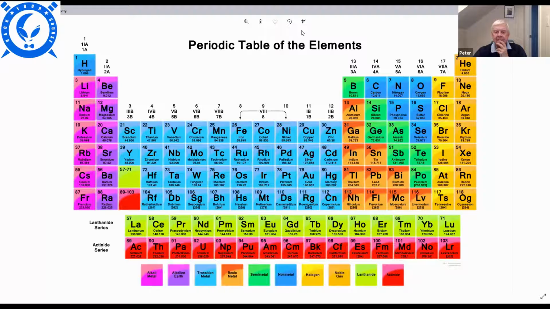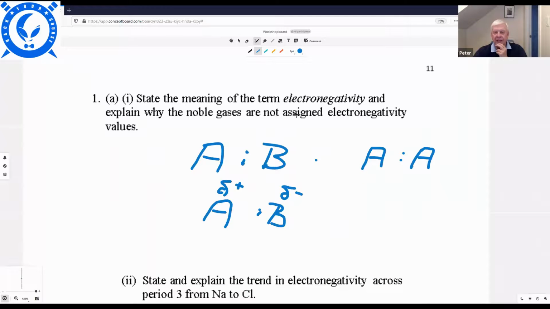All right, back to this question. So the key point about electronegativity is the attraction of electrons by an atom in a bond or in a molecule. It's not the naked atom attracting electrons from outside. So why then are the noble gases not assigned electronegativity values? This is a bit of a trick question. You have to think about it a bit.